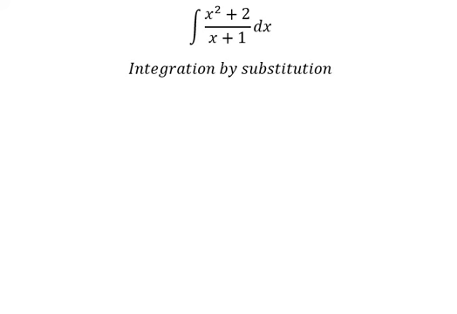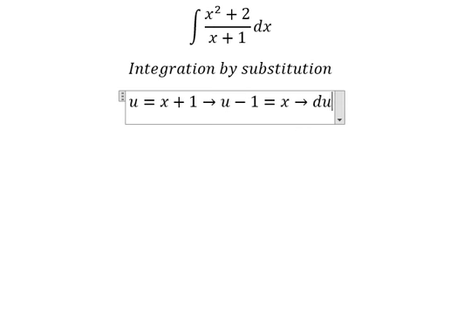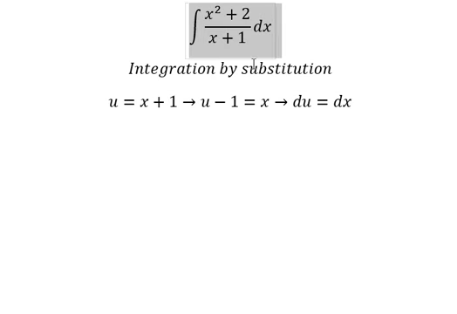So I will put u equals x plus 1 in here. Because we still have x, so I will put number 1 to the left, and you get u minus 1 equals x. Later we first take the derivative of both sides, and you get du equals dx.